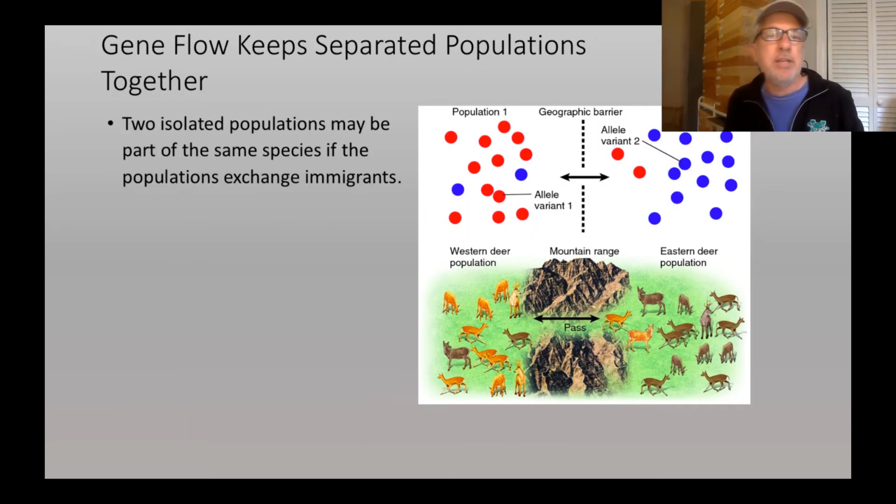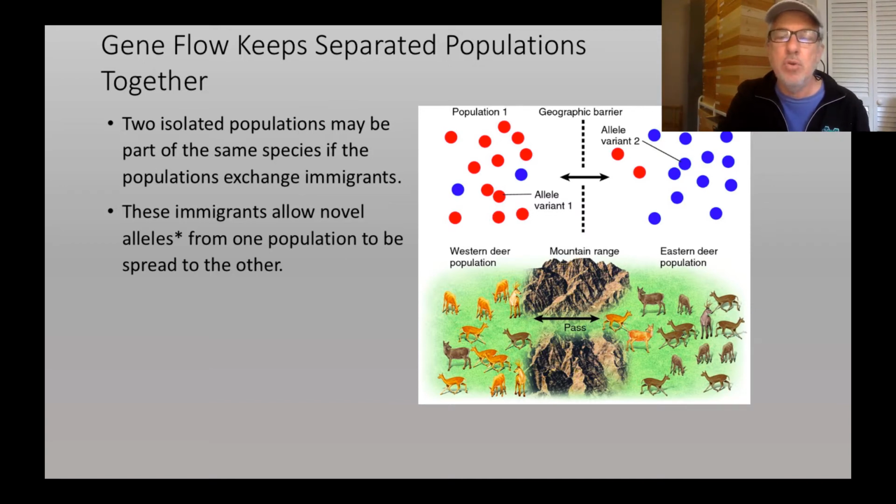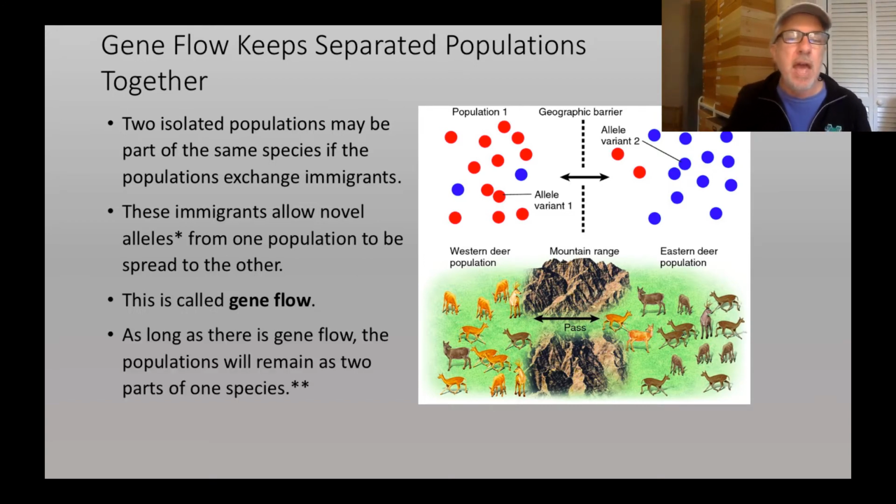Two isolated populations may be part of the same species if the populations exchange immigrants. So here we see the western deer population and the eastern deer population. Brown morphs are over here and rusty morphs are here, but deer are able to migrate in both directions carrying those alleles. Therefore, the two populations remain as a single species because there are alleles carried from one to the other. Any new allele in the western population will make it to the eastern population and vice versa. This is referred to as gene flow. As long as there is gene flow, the populations will remain as two parts of one species.